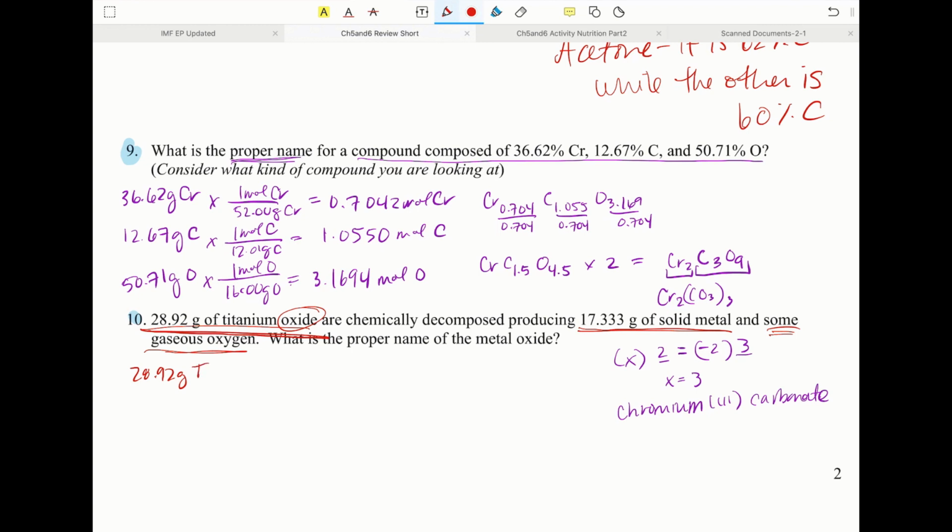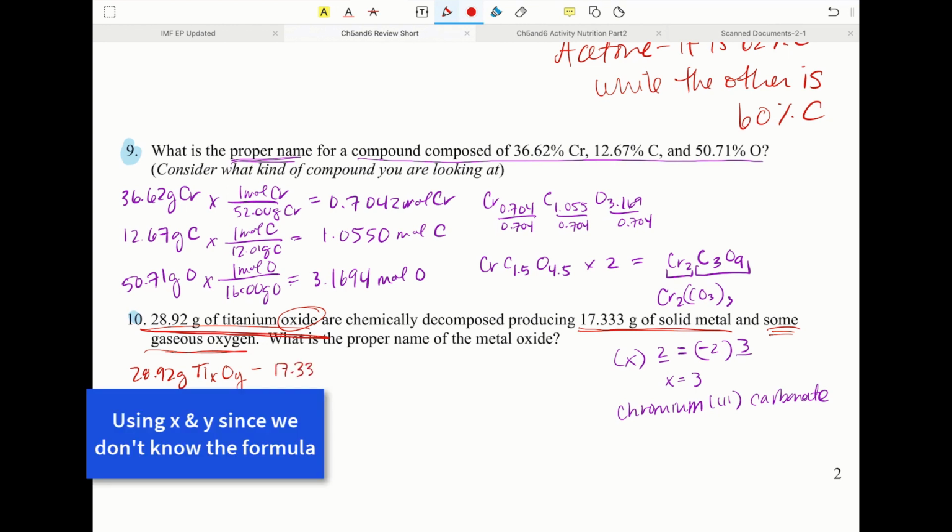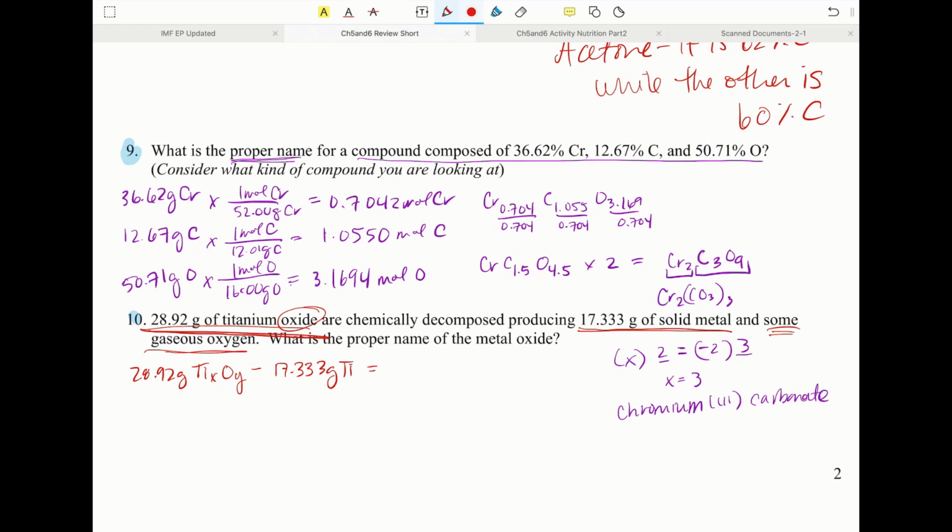Here's where we're going to use our law of conservation of mass. If we have 28.92 grams of a compound that contains some titanium, some oxygen, and I know that there must be a total of 17.33 grams of titanium, the difference gives me the mass of oxygen also present in the compound, again, courtesy of law of conservation of mass. Yes? Fantastic. On to the rest of the problem.